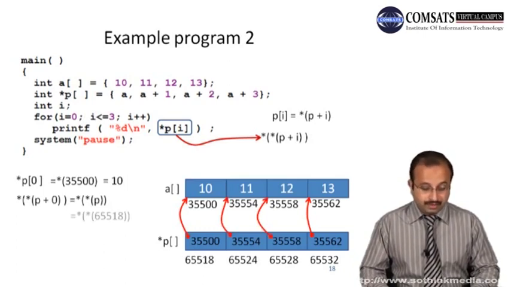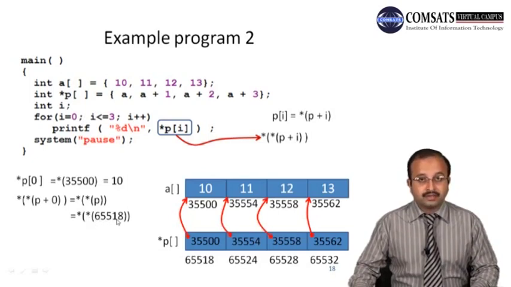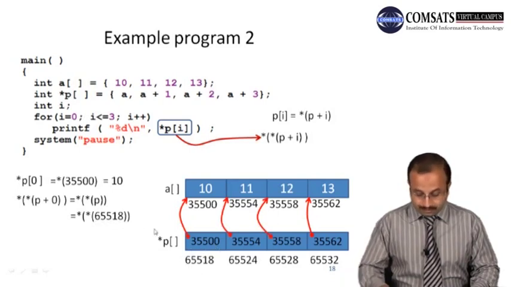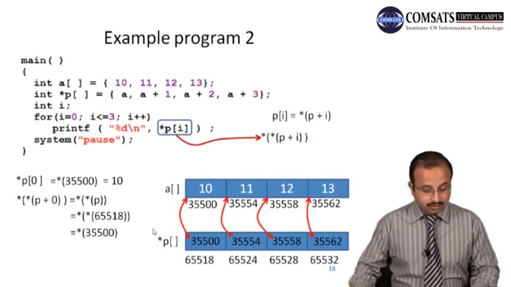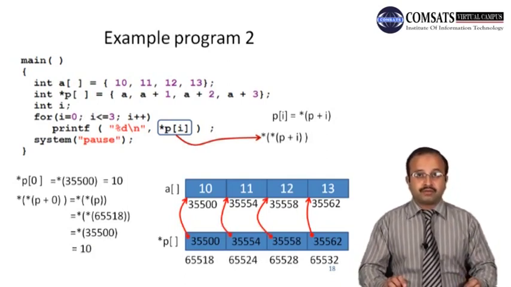And *(P+0) is *P, and then **65518. So first you solve the inner expression, that is *65518, the value at 65518. What is the value at address 65518? That is 35500. So it will become *35500, the value at address 35500. What is that value? That value is 10. So you can write 10.